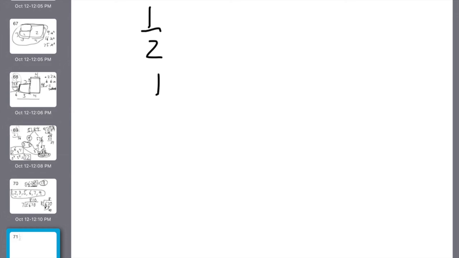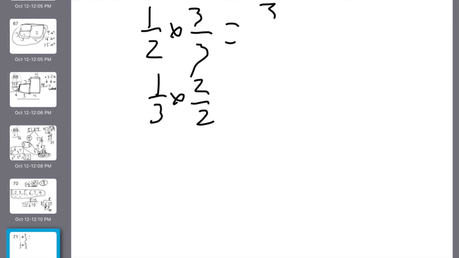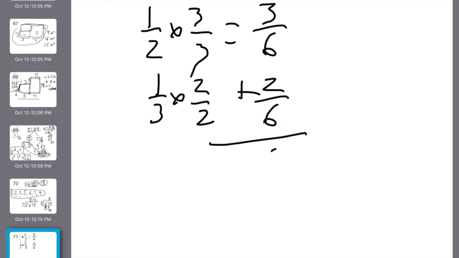Number 21. Starting to work from some of today's lesson. I have 1/2 plus 1/3. Need common denominators. So I'm going to take this one times 3 over 3. I'm going to take this one times 2 over 2. That gives me 3/6. That gives me 2/6. I add them together and I get 5/6.